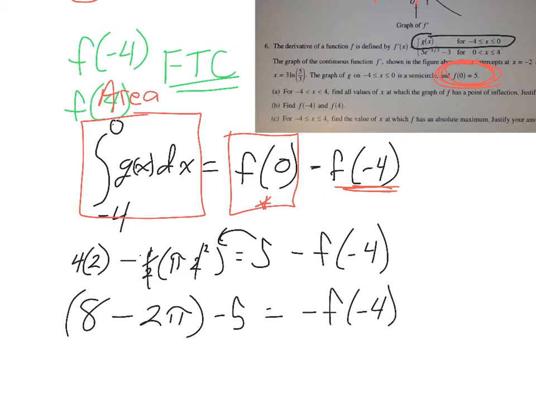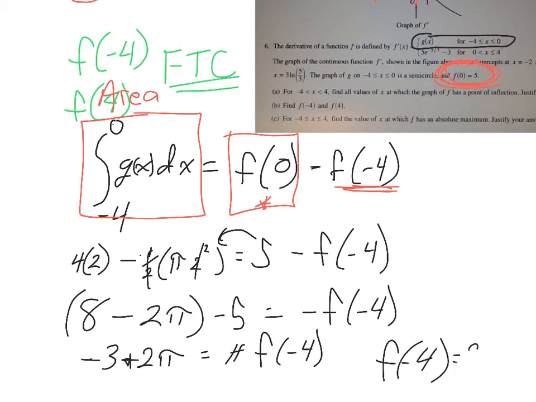So we're going to have to really do a little switch all the way around here. So this becomes 3 minus 2 pi. That's negative f of -4. That's the opposite, so let's do a little switch here. And we're going to get f of -4 is -3 plus 2 pi, or 2 pi minus 3. And we'll go ahead and do the same thing to find f of 4.